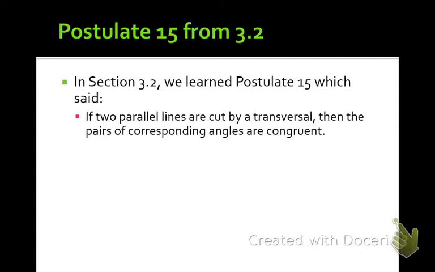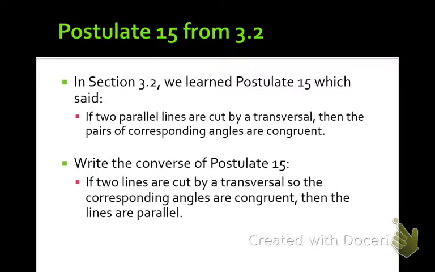In section 3.2, we learned that if two parallel lines are cut by a transversal, then the pairs of corresponding angles are congruent. We're going to do the converse of that. The converse of that is, if two lines are cut by a transversal so that the corresponding angles are congruent, then the lines are parallel.